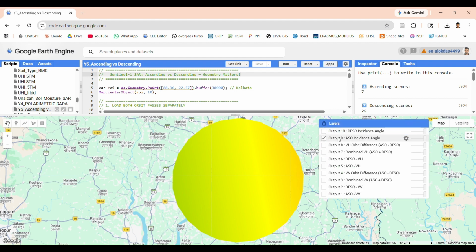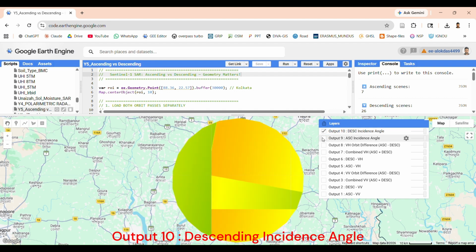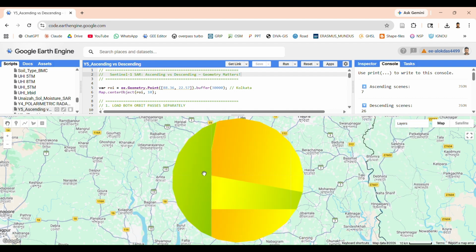And finally, output 10, descending incidence angle, follows the same color scheme: green for low, yellow for medium, and red for high. And this variation in angle between ascending and descending passes is actually the main reason behind all the differences we observed earlier. So, the key takeaway is, even for the same location, changing the orbit changes the SAR response. Urban areas show the strongest differences. Water shows almost no difference, and combining both orbits gives the most reliable and complete result.